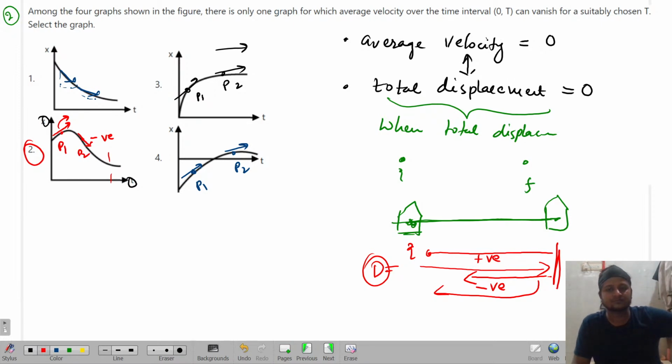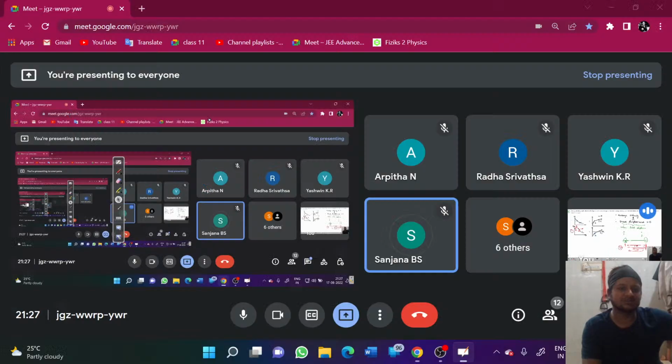Understood or not? Guys, are you able to understand? Hitesh, Yasmin, Ankit, Darshan, Arpita, Sneha, Radha, Sanjana, Isan, Afan, do you get me or not? Yes. So this was all.